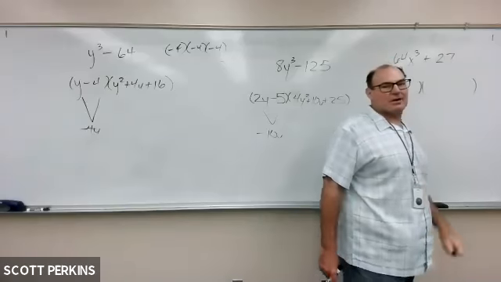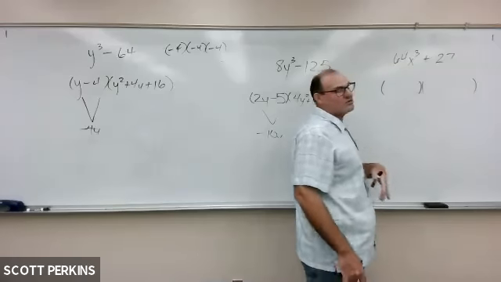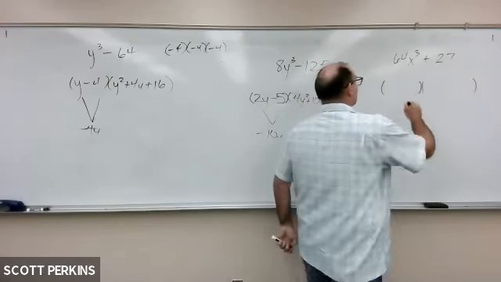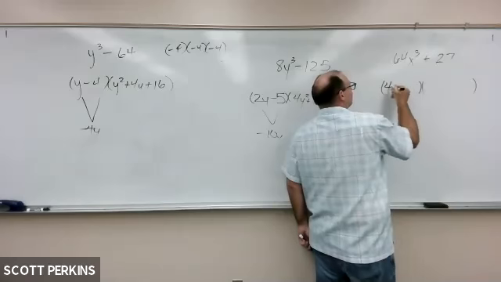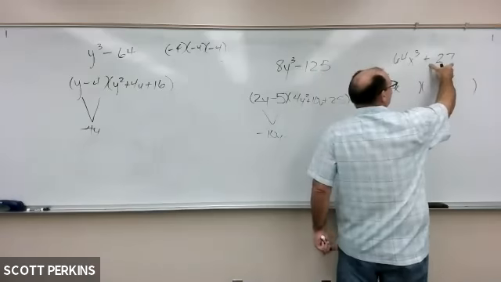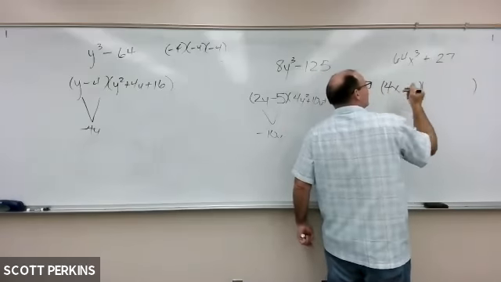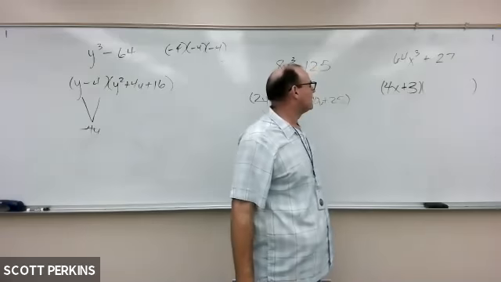64x cubed plus 27. So you have your list of perfect cubes and your notes that I wrote, or you used your calculator. What's the cube root of 64x cubed? 4x. 4 times 4 times 4 is 64. Cube root of 27, we've already used 27, I believe. That is 3 times 3 times 3. So there's my two terms.